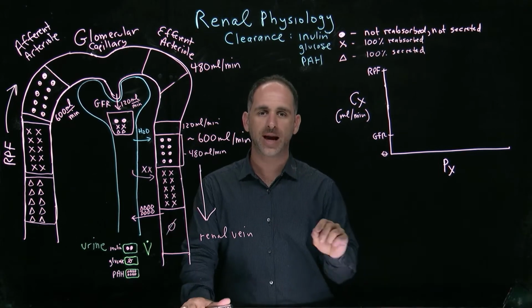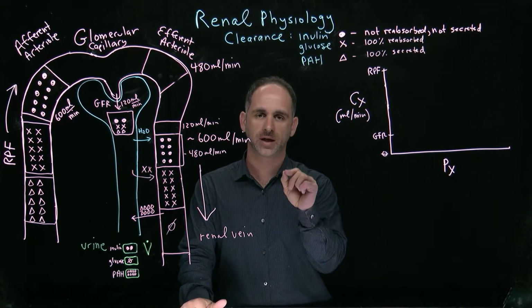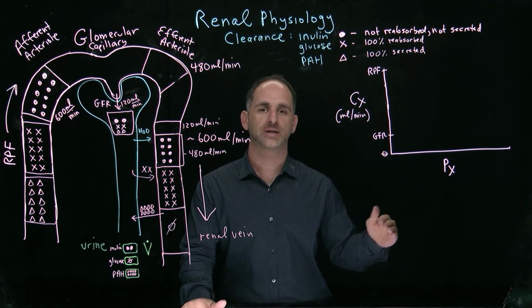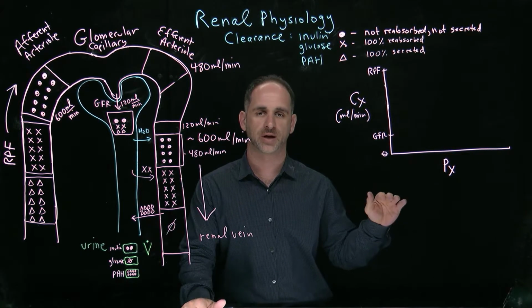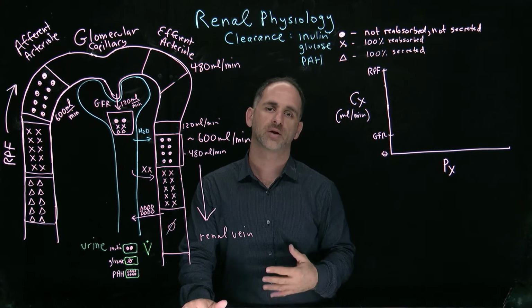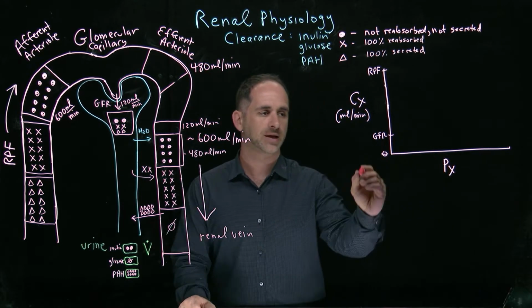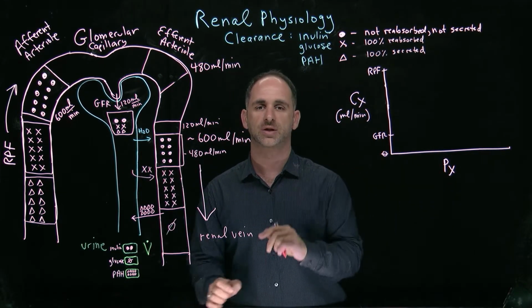So now we're going to look at what happens to the clearance of inulin, glucose, and pH when we increase the plasma concentration to very high levels. So let's start with inulin and remind ourselves that the clearance of inulin is equal to the GFR.